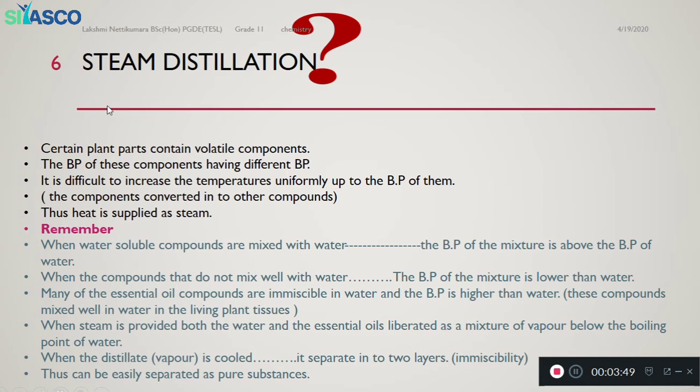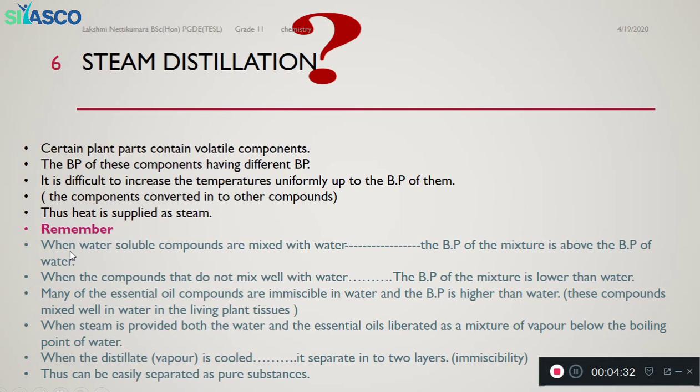Now let's see in detail what steam distillation is. You know that certain plant parts contain volatile compounds. These components have different boiling points. So if we provide direct heat, what will happen to these components? They will denature, or else it is really difficult to provide a uniform temperature to bring them to their boiling points. So what we have to do is provide the heat as steam.